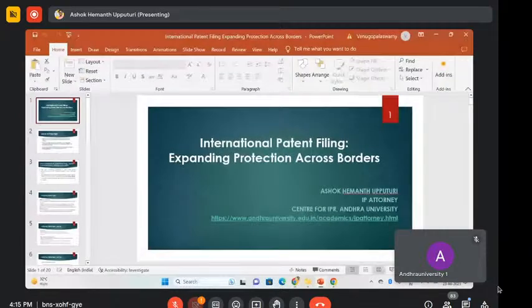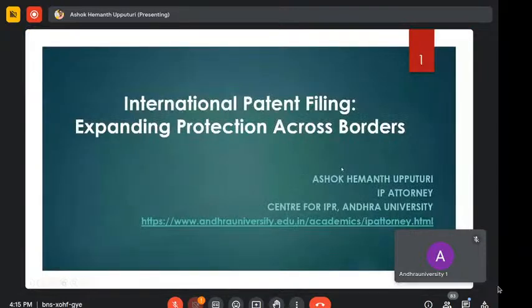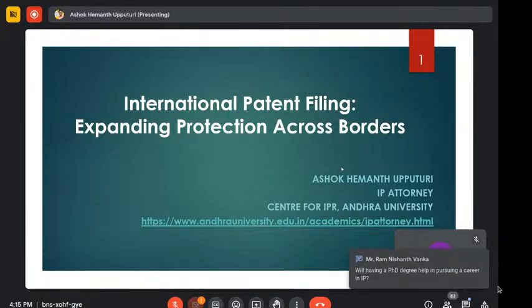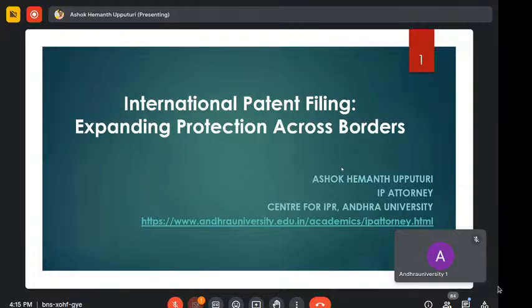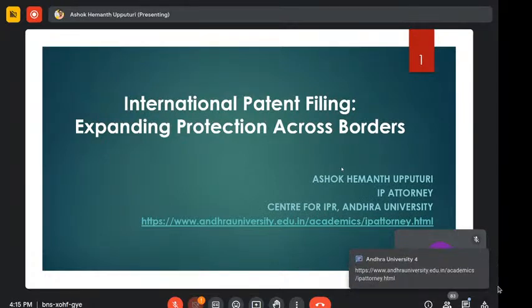Friends, Ashok is our IP attorney here and has rich experience in industry. He did his intellectual property courses at WIPO as well as IIT Kharagpur, has deep domain knowledge, and is a part of our Center for Intellectual Property Rights. So Mr. Ashok is going to speak on international patent filing, expanding protection across borders.